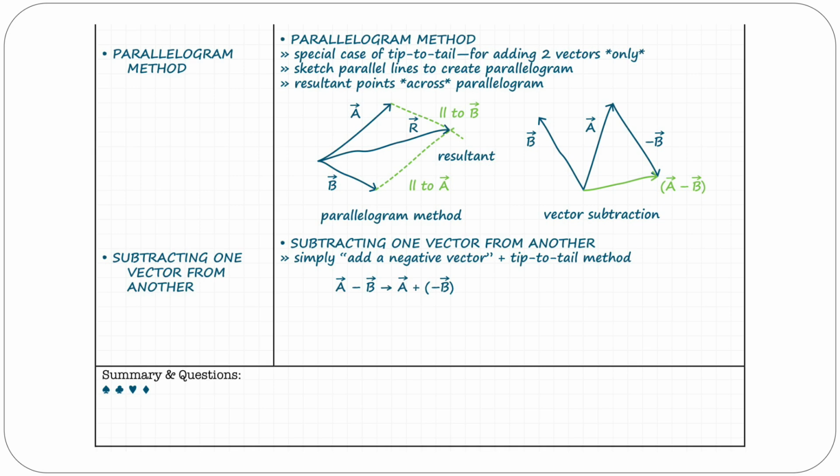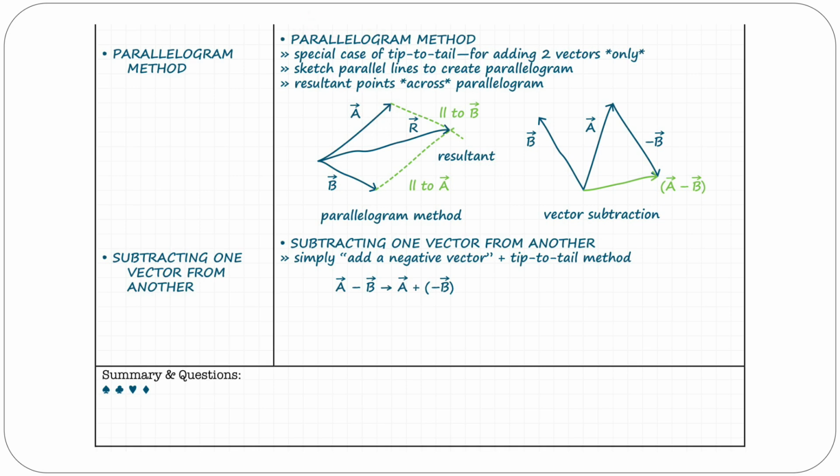There's a special case of the tip-to-tail method when you're adding only two vectors together. When you have only two vectors, let's say A and B, and you want to add A and B together, you use the parallelogram method. You sketch lines parallel to each vector through the tip of the other vector to create a parallelogram. So I've got vectors A and B. I draw one line here that is parallel to A but passes through the tip of B. I draw another line here that's parallel to B but passes through the tip of A, and notice that this creates a parallelogram, hence the name of the method.